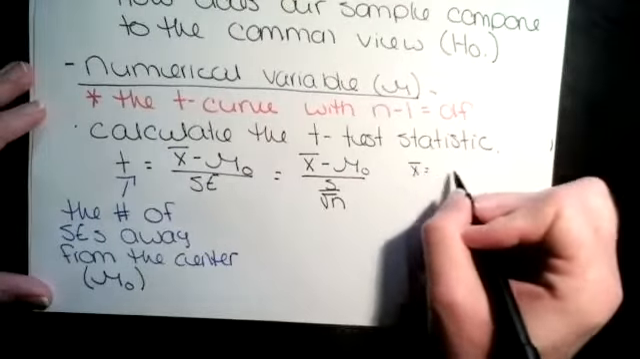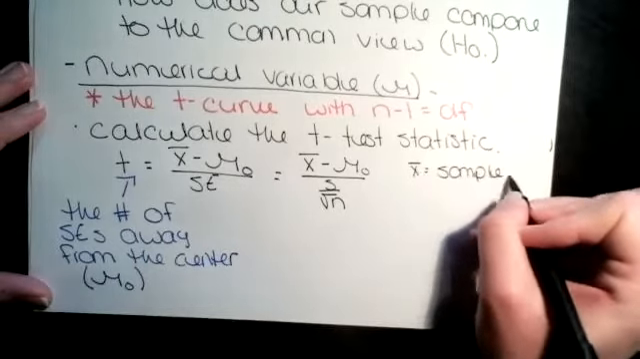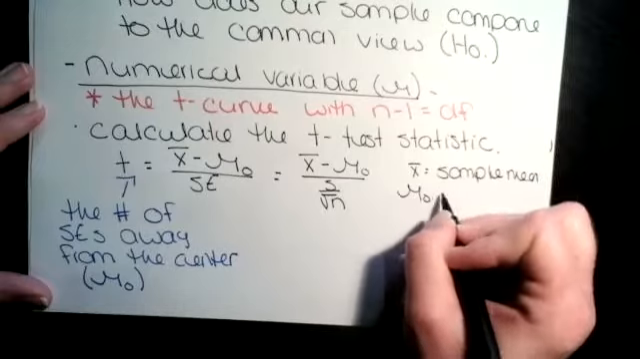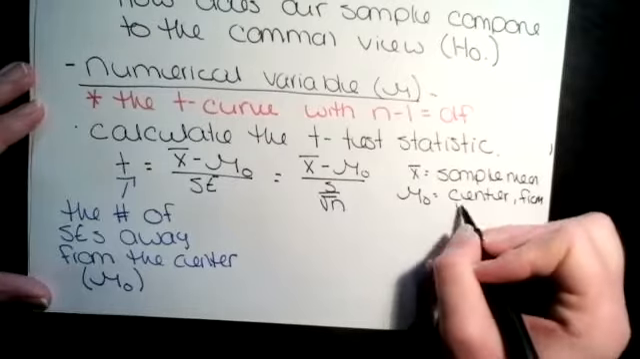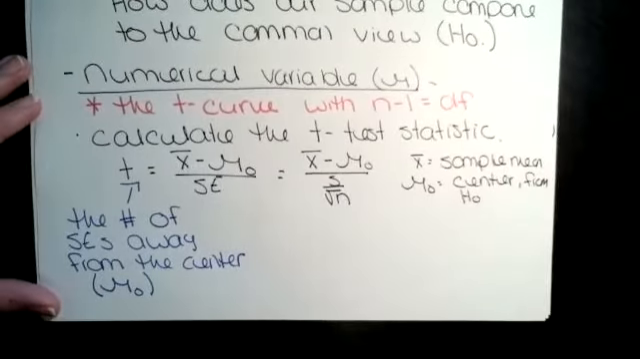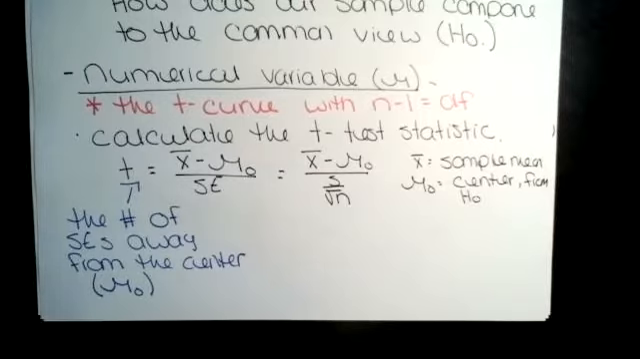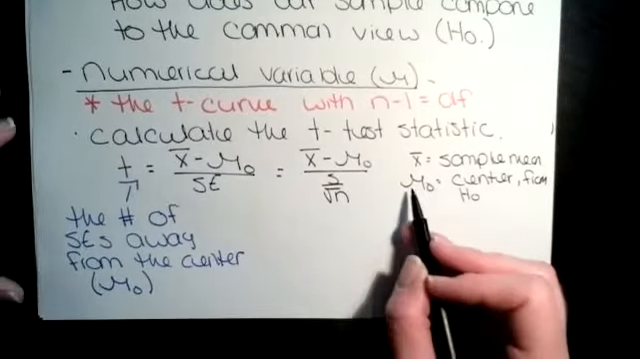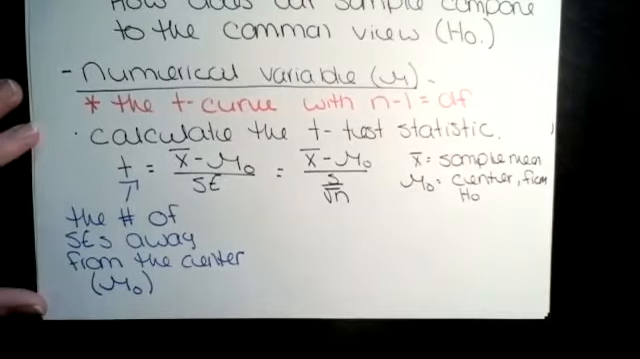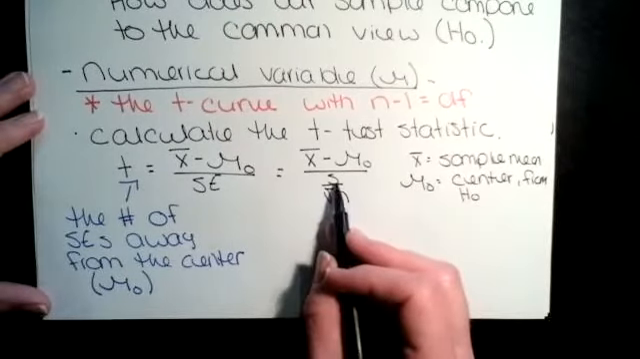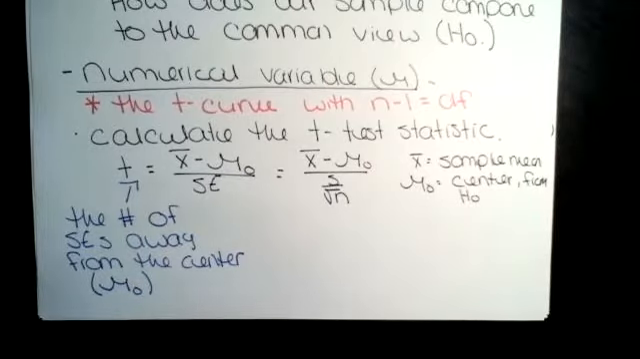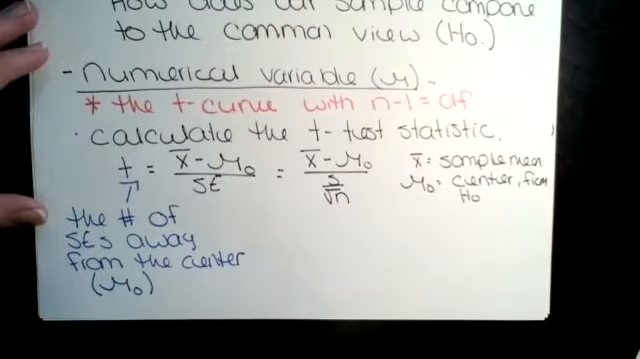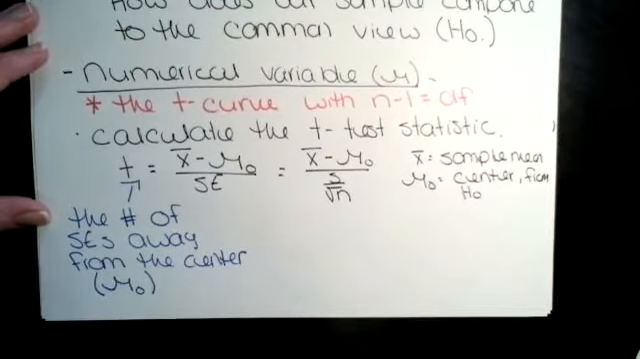Okay, so let's talk about what these represent. So x bar, this is my sample mean. Mu naught is the center of the curve. This is from my null. So remember last week we talked about p naught, and I said it was the center of my curve. It's from the null hypothesis. The same thing here for mu naught. It's just now I'm looking at numerical data. Okay. And then s is the standard deviation for my sample, and n is my sample size. Okay. So we're going to first calculate the test statistic. That's my very first part of my result step.